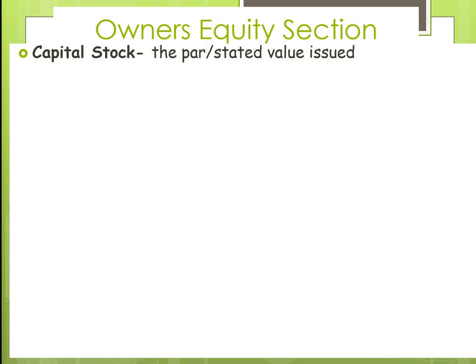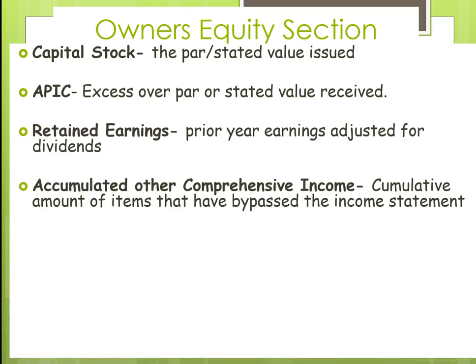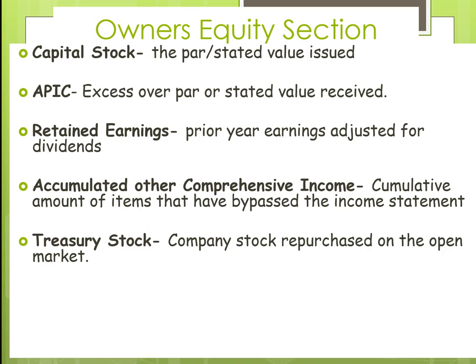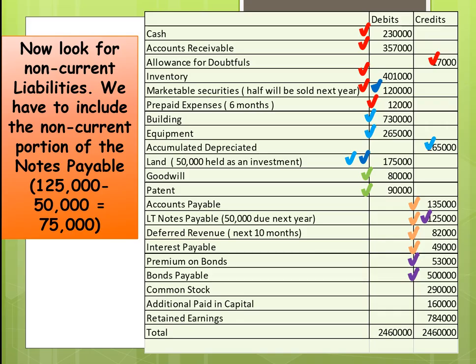Our next section is owners' equity. It would include capital stock, additional paid-in capital, retained earnings, accumulated other comprehensive income, and treasury stock. And that's always a minus. And if there's any non-controlling interest, you would get this if you're a company and you own less than 100% of another company's stock, but more than 50%. So now we would include the common stock, the additional paid-in capital, and the retained earnings.